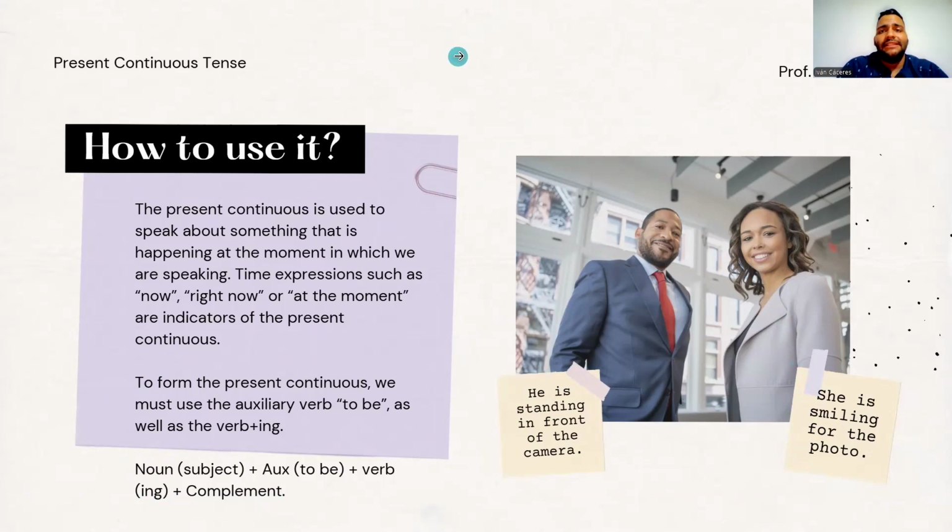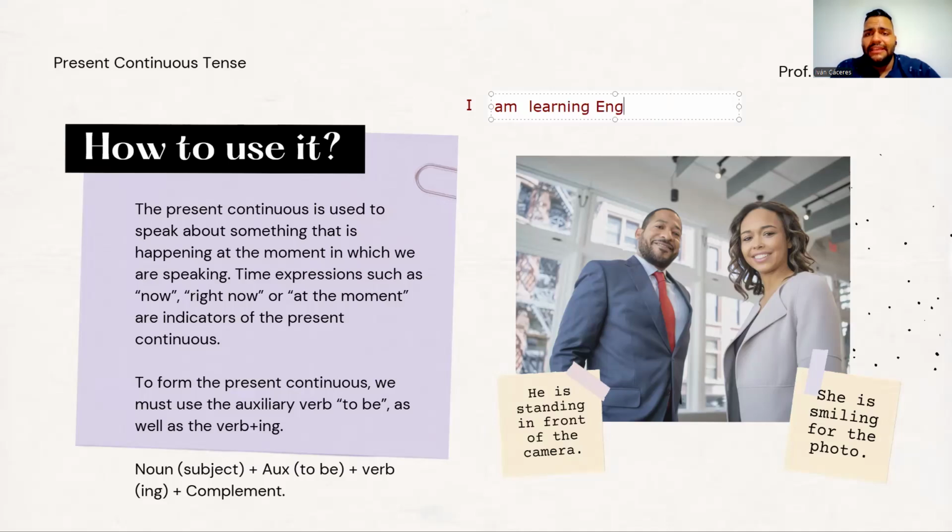Because of course, you can have a sentence that doesn't require a complement. For example, something like, I am learning English. Or I am studying, let's do another one. I am studying English at UPEL. Okay, I'm studying English at UPEL. That is a present continuous sentence.